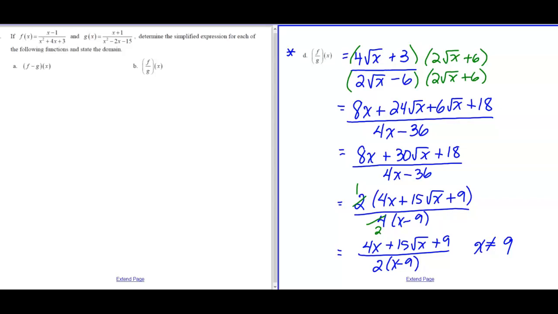Non-permissibles are, if you take a value and substitute it at the beginning, or at any point along there, will it make it undefined? So at the beginning, let's check 9 in there. 2 times root of 9 minus 6 is 0. So that's the same non-permissible. So just remember to check for this. Oh, and since we're going to do your limits.